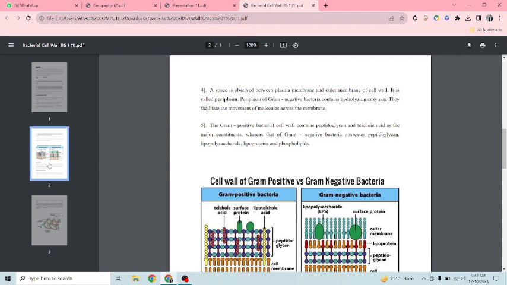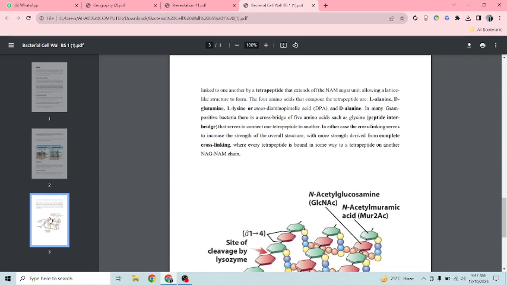Cell wall of gram-positive versus gram-negative bacteria. Gram-positive bacteria: teichoic acid, surface protein, teichoic acid. Linked to another tetrapeptide that extends off the NAM sugar unit, allowing a lattice-like structure to form. The four amino acids that compose the tetrapeptide are L-alanine, D-glutamine, L-lysine or meso-diaminopimelic acid, and D-alanine. In many gram-positive bacteria, there is a cross bridge of five amino acids such as glycine that serves to connect one tetrapeptide to another.